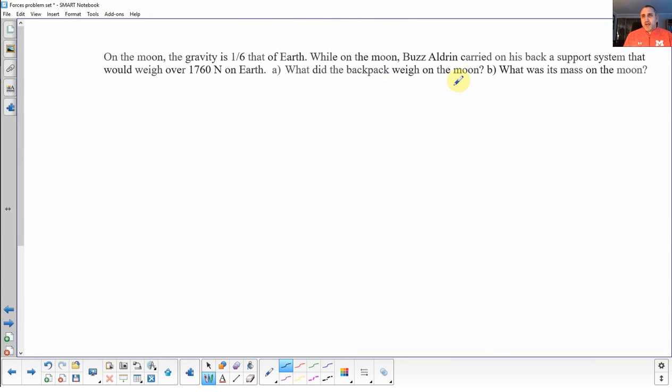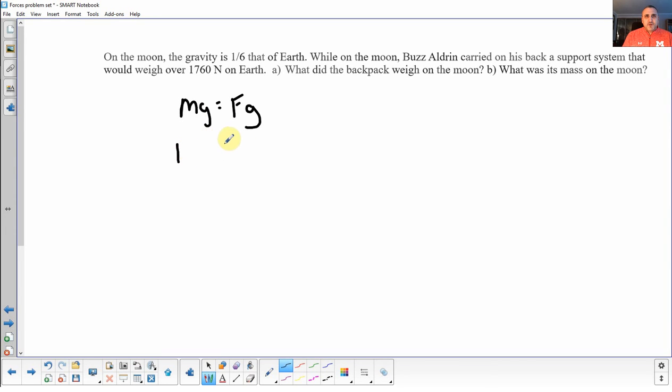Next, on the moon, gravity is 1/6 that of the Earth. While on the moon, Buzz Aldrin carried on his back a support system that would weigh over 1,760 newtons on Earth. What did his backpack weigh on the moon, and what was its mass on the moon? Well, I think the easy way to start this is to figure out what the mass is, because mass doesn't change.